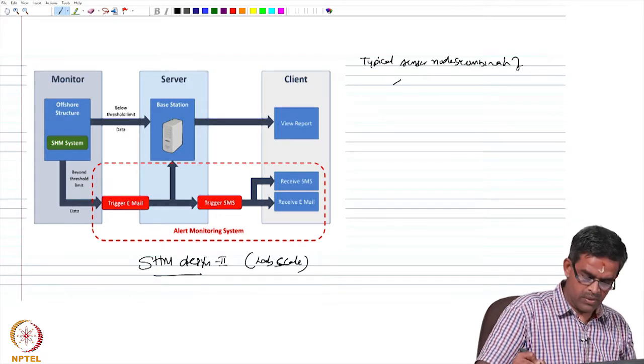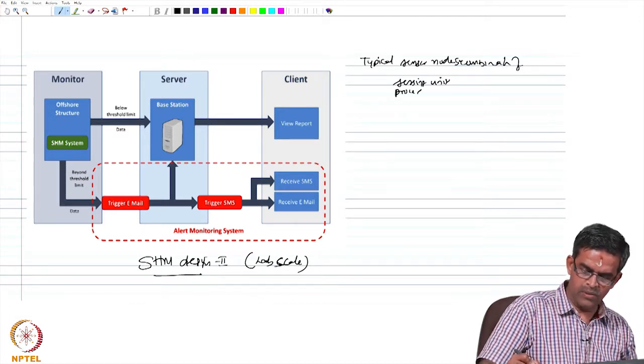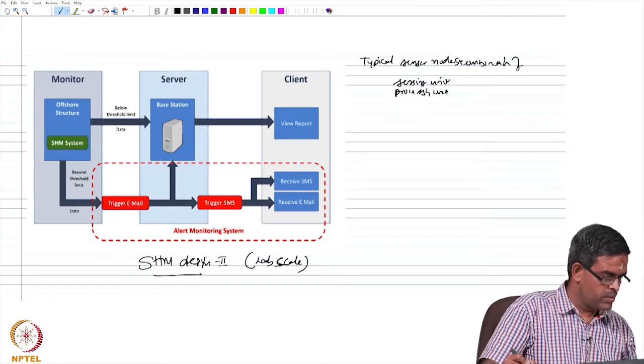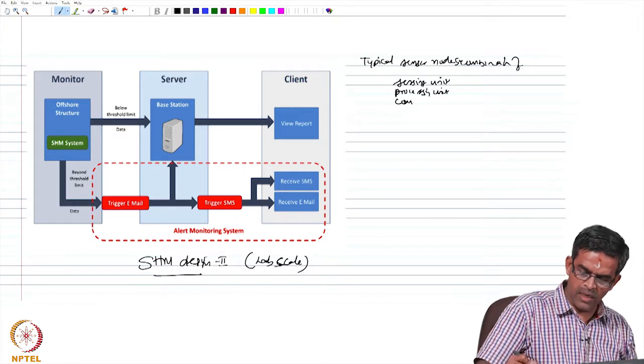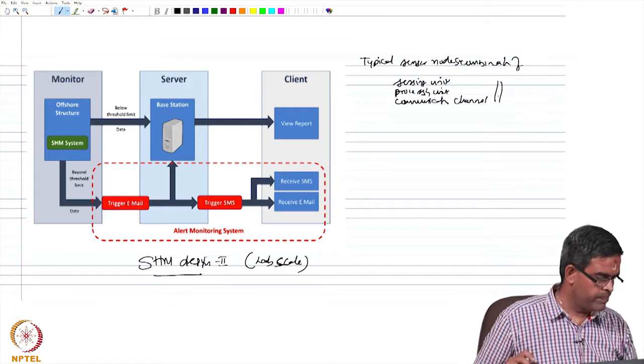sensing unit, processing unit and communication channel. So, it contains all. Okay.